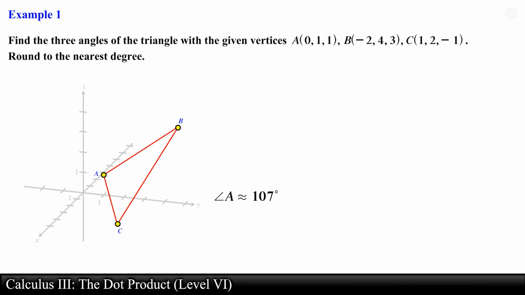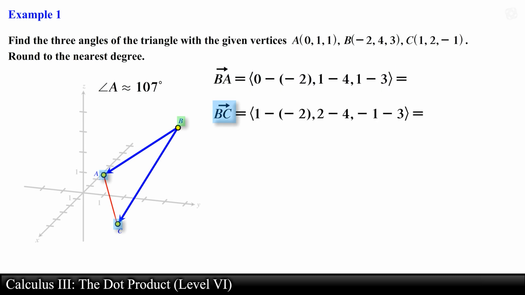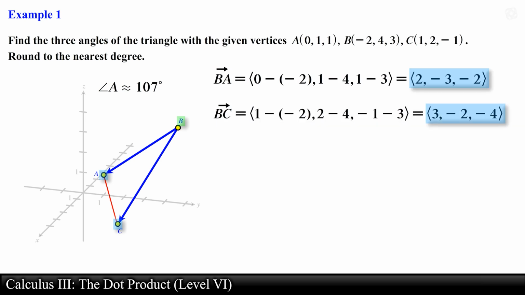Now we need to repeat the process for angle B. In this case, we need to find the component form of vector BA, which is going to be the negative of vector AB. We also need to find the component form of vector BC. Simplifying the expression, we obtain the following values for the components of vector BA and vector BC, respectively.